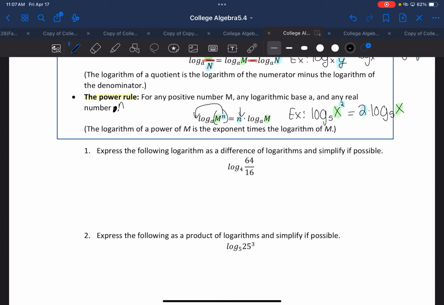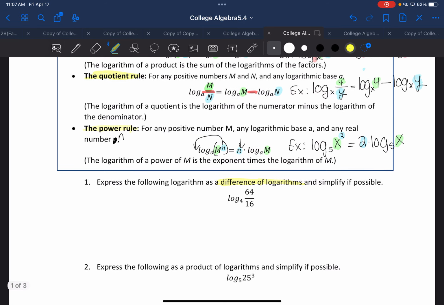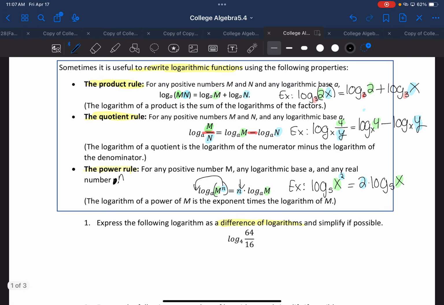So this says number 1, and number 1's even kind of telling us exactly what to do, but it's saying to express the following logarithm as a difference of logarithms, because there's a quotient here, so this would be rule 2. I'm going to label these using rule 2, or the quotient rule. And it says simplify if possible. So I'm going to talk about what that means.